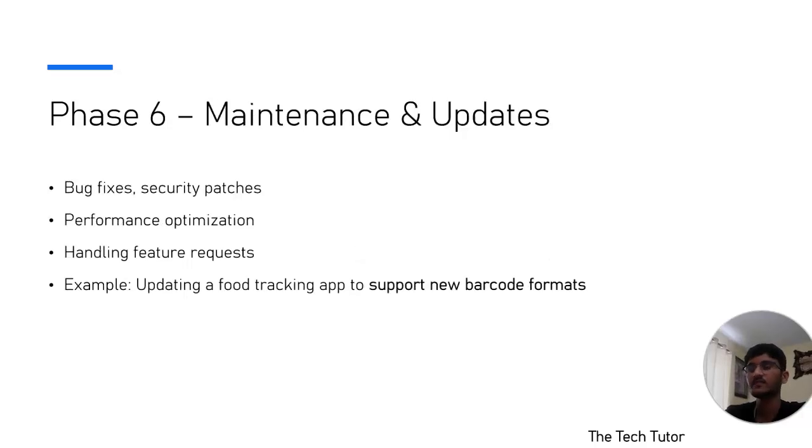Coming to the next phase, maintenance and updates. Software doesn't end at deployment. Maintenance ensures the product stays functional and up to date. This includes bug fixes and security patches, performance optimization, and feature enhancement. For instance, if our food tracking app receives feedback that the barcode scanner is too slow, we might need to optimize the image processing algorithm.